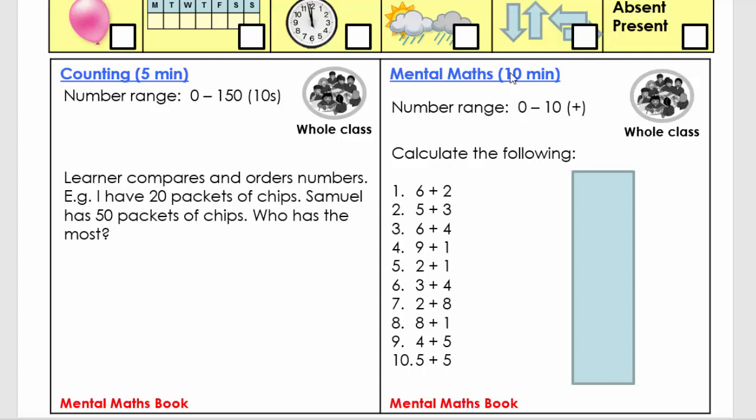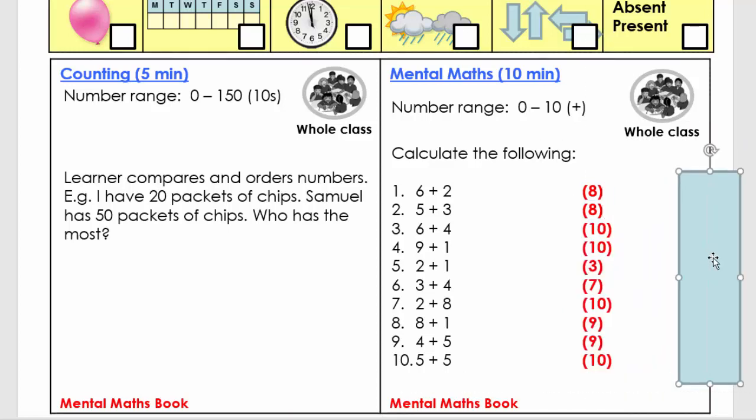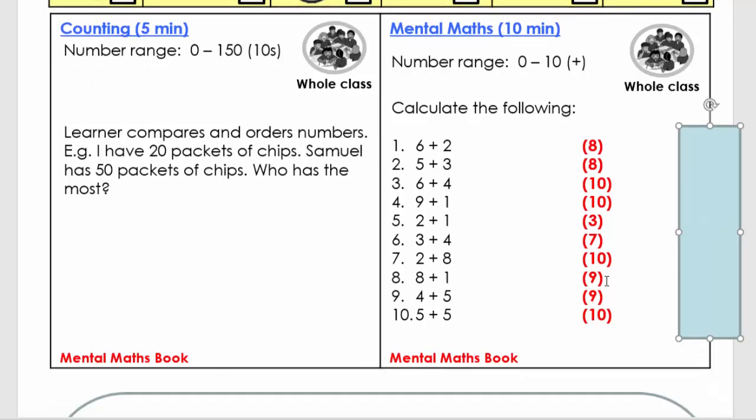Okay, welcome back. What we're going to do now is look at the mental mathematics. We're going to work between the number range 0 and 10, and we're going to add numbers. The first one is 6 plus 2. The child can answer orally, or you can ask them to write down the answers, and you're going to pause the activity and quickly do these 10. Welcome back. I'm going to reveal the answers. You can quickly check or mark them before we carry on.